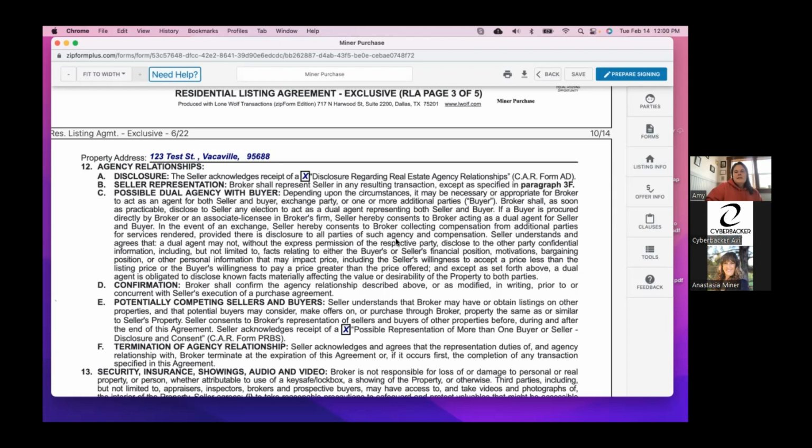Seller understands and agrees that a dual agent may not, without the express permission of the respective party, disclose to the other party confidential information, including but not limited to facts relating to either the buyer's or seller's financial position, motivations, bargaining position, or other personal information that may impact price, including the seller's willingness to accept a price less than the listing price or the buyer's willingness to pay a price greater than the price offered. Except as set forth above, a dual agent is obligated to disclose known facts materially affecting the value or desirability of the property to both parties.